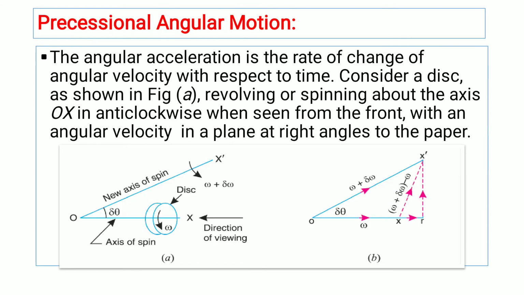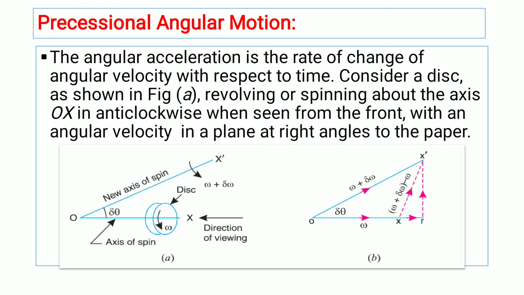Now, precessional angular motion. Let us consider one rotor. This rotor is rotating along the x-axis, and we see this is the direction of viewing. So, we are here, and when we see from the x direction, from this end, the rotor is rotating in clockwise direction.